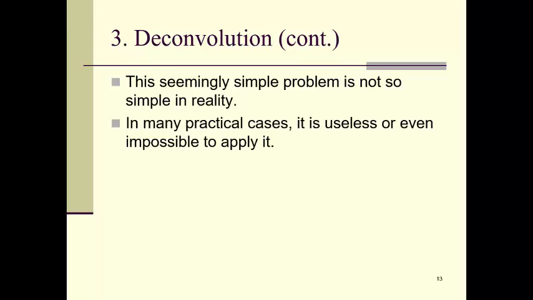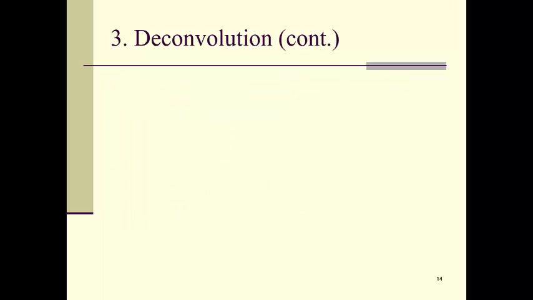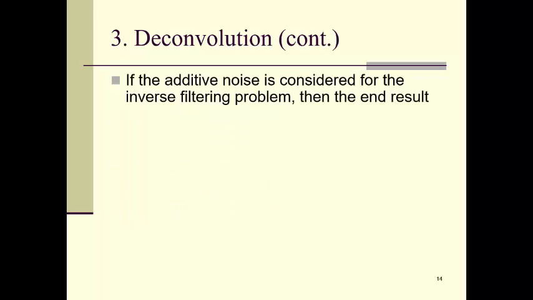Because dividing by 0 all the time, I will have infinity. This occurs mostly because the point spread function is usually unknown and often it has the value of 0 in wide ranges of it. So hence H to the power minus 1 will be infinite in this case. If I divide by it, it will result in an infinity.